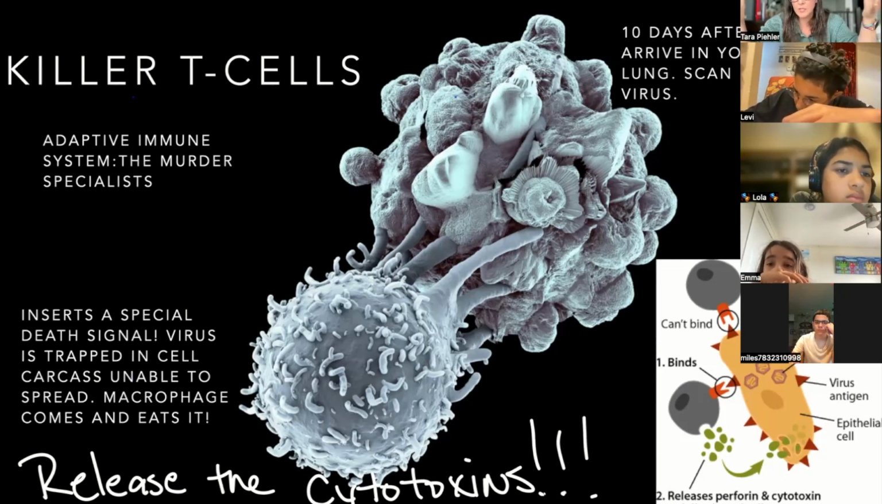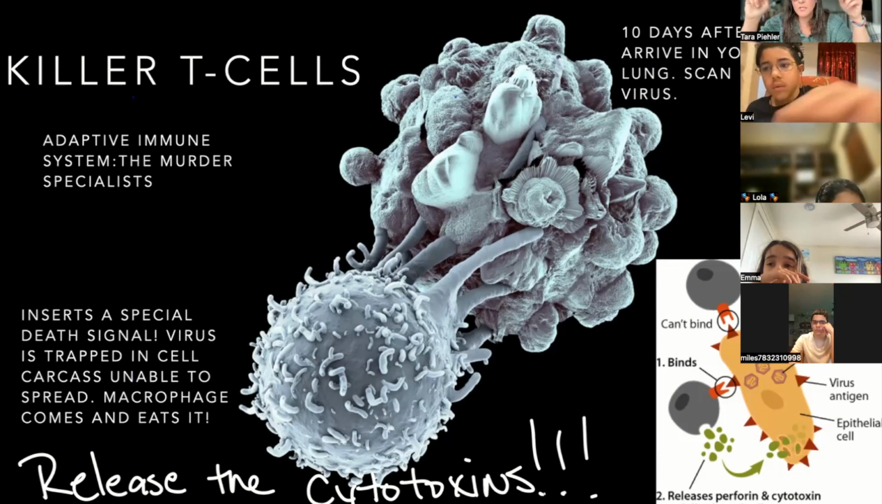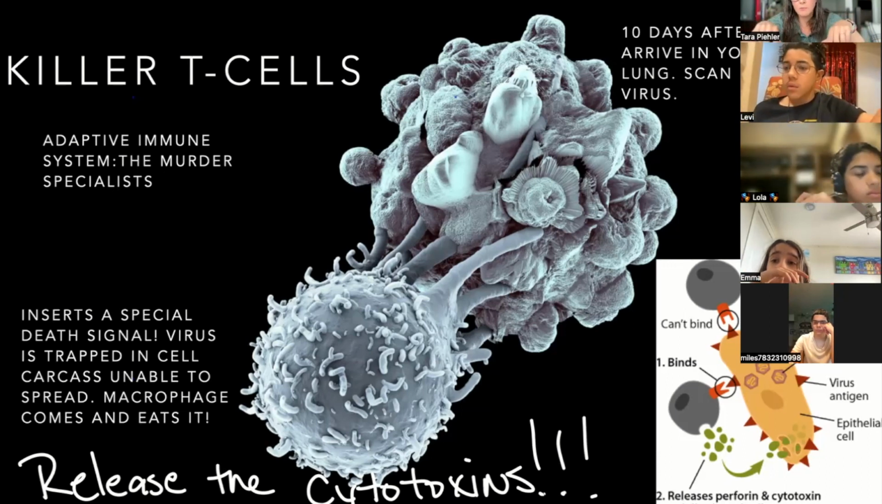And that's how it's going to effectively kill the cell and the virus inside. So sometimes, if these are deep within your lungs, this is about 10 days after. This is major killer cells. Miss Jen, anything to add about killer T cells?